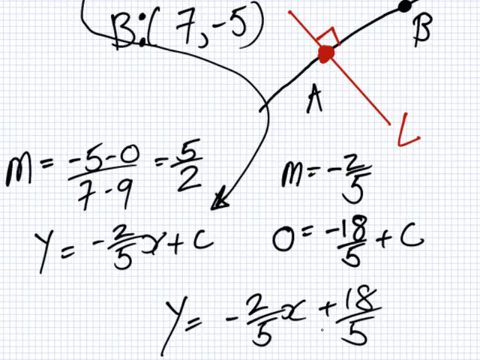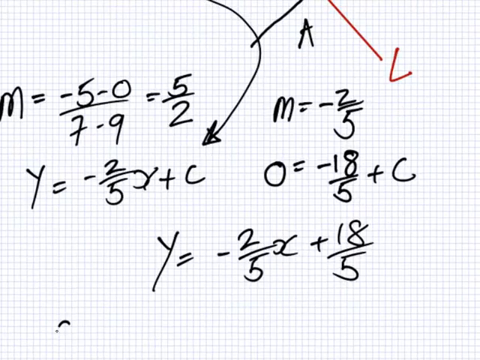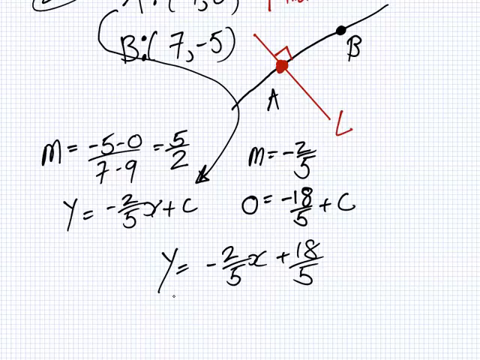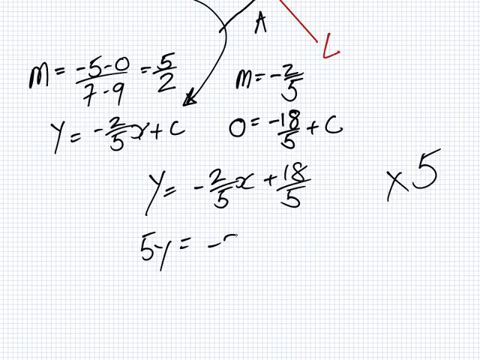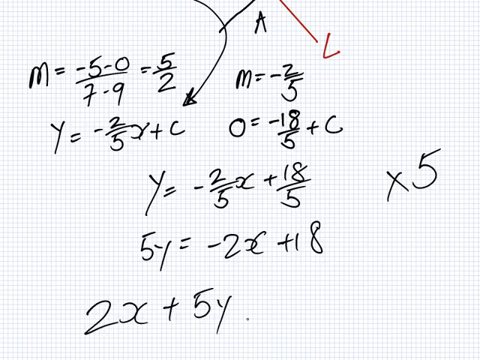Sometimes in the exam, the question might say, write your answer in the form ax plus by plus c equals 0, which is not a big deal. So for example, if I wanted to do that here, what should I do? Multiply by 5. So I get 5y equals minus 2x plus 18, and then everything to the left. So we have 2x plus 5y minus 18 equals 0.